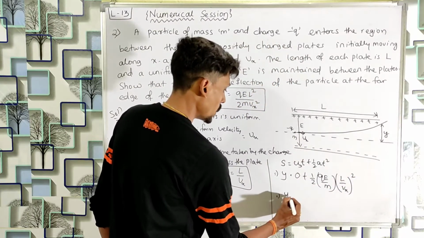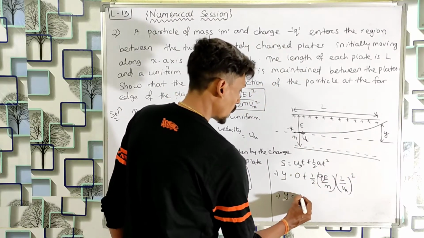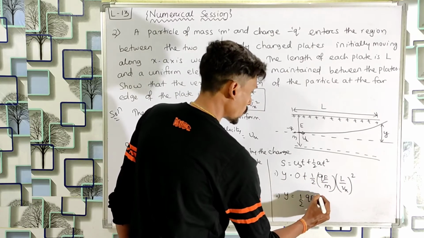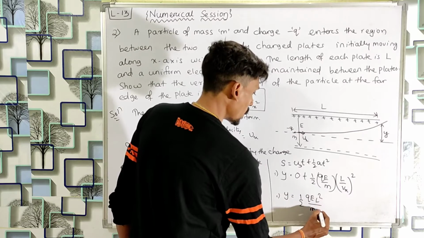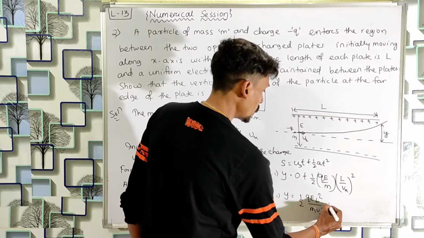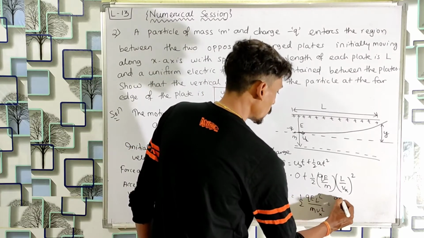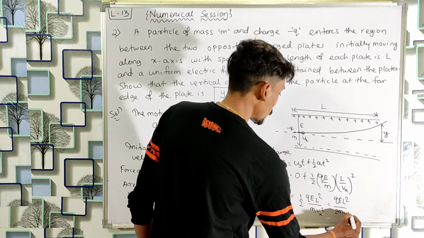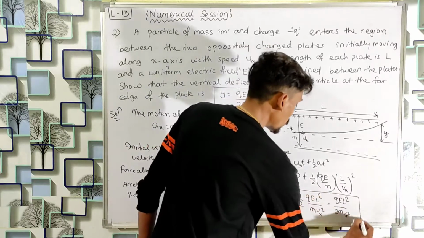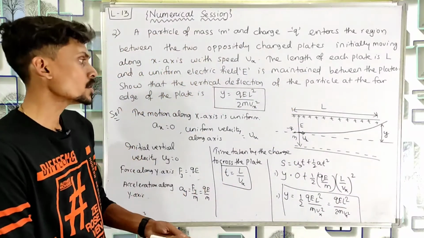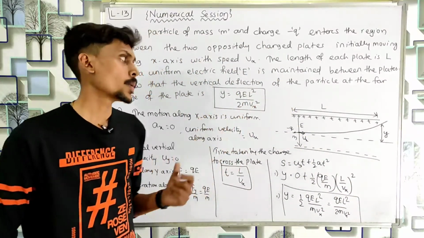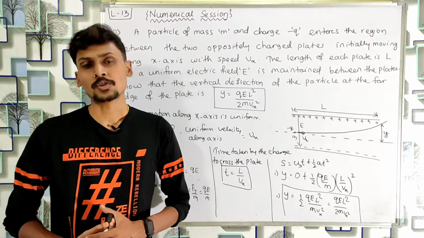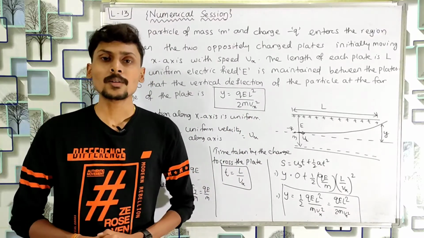That implies y is equal to half q into E into L square by m into Vx square. So we got that y equals qE L square by 2m Vx square. So we have proved that the vertical displacement is this much, qE L square by 2m Vx square. So in this way you can solve this question. And now we'll proceed to the next one.